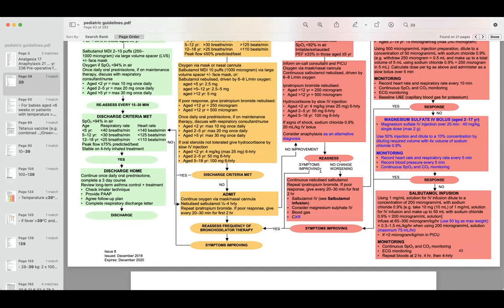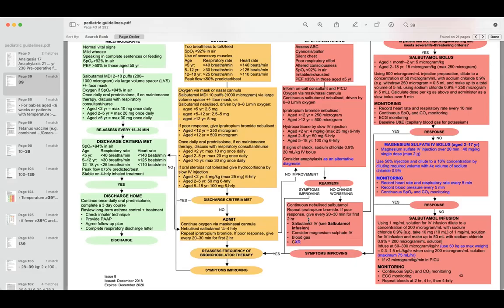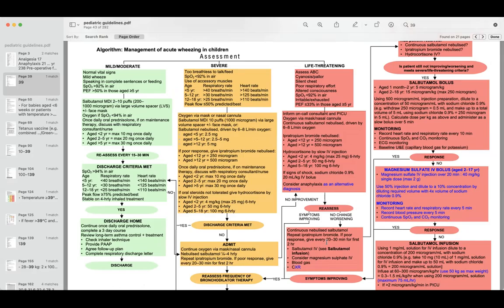Then after doing this initial treatment, if there is still no change, you will continue nebulized salbutamol and repeat ipratropium bromide. And then you will consider salbutamol IV infusion and then magnesium sulfate. At that point you should also consider blood gas and chest X-ray, because normally we are not doing chest X-ray. If the child is deteriorating and needs salbutamol IV and magnesium sulfate, then you will do blood gas and chest X-ray. So what's the role of blood gas here?